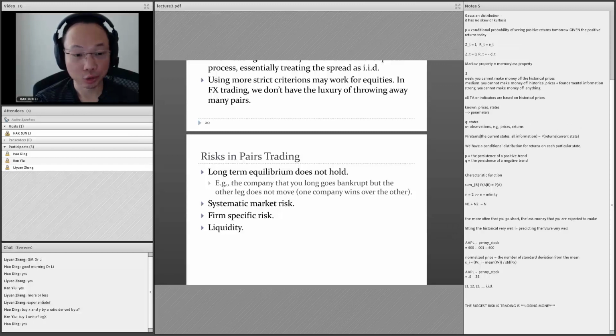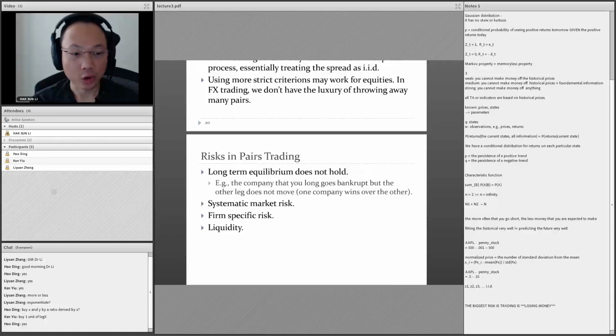So what contributes to losing money? In pairs trading, obviously one way that you will lose money is that the long-term equilibrium does not hold, because pairs trading is about long-term equilibrium. When you buy Z or sell Z, it just means that there's a disequilibrium, a deviation from the long-term mean. When it goes up, you sell because it deviates from the long-term mean, and likewise when it goes down, it's also a deviation from the long-term mean.